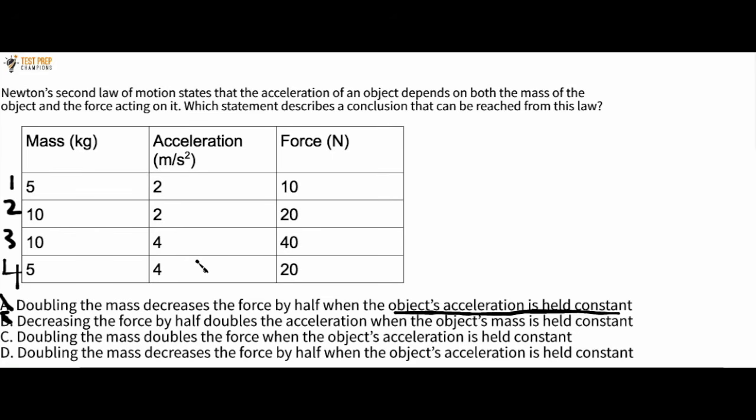So it says doubling the mass doubles the force. Let's look at case 1 and case 2 here, because in case 1 the mass is 5, and in case 2 the mass is double. So what happened to the force if we compare 1 to 2? Well, in example 1 it's 10. In example 2 it's 20.